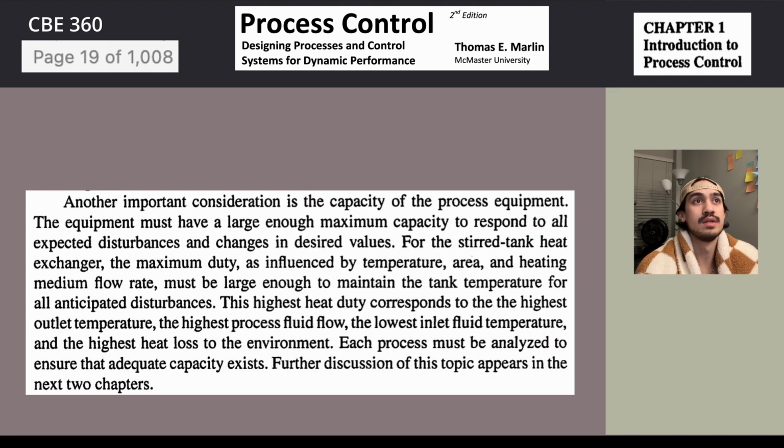Another important consideration is the capacity of the process equipment. The equipment must have a large enough maximum capacity to respond to all expected disturbances and changes in desired variables. For the stirred tank heat exchanger, the maximum duty, as influenced by temperature, area, and heat medium flow rate, must be large enough to maintain the tank's temperature for all anticipated disturbances. This highest heat duty corresponds to the highest outlet temperature, the highest process fluid flow, the lowest inlet fluid temperature, and the highest heat loss to the environment. Each process must be analyzed to ensure that adequate capacity exists. Further discussion of this topic appears in the next two chapters.